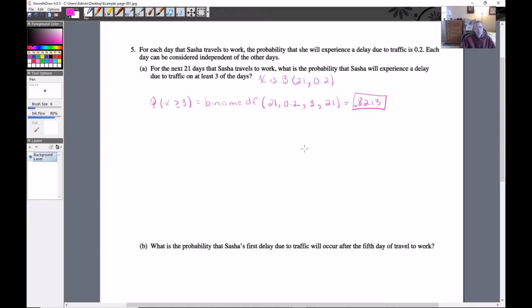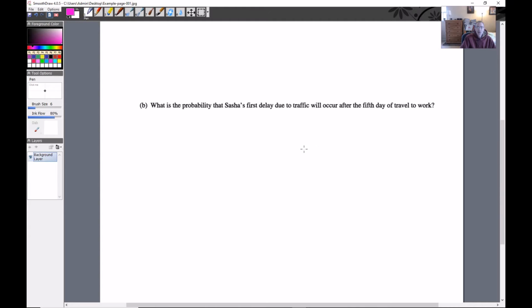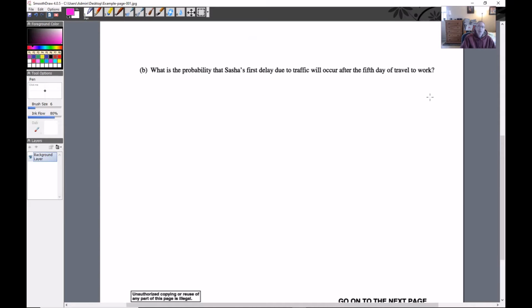So then B, I'm guessing, will be a little different because it's a probability question, and we've already done binomial. So it says, what is the probability that Sasha's first delay due to traffic will occur after the 5th day of travel to work? Okay, when does the first success happen? That's geometric. So we don't have any shorthand for it, but let's just let the reader know that we know what's going on here. So we'll write this out, and then we'll just do the problem.